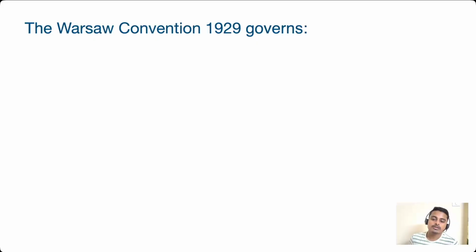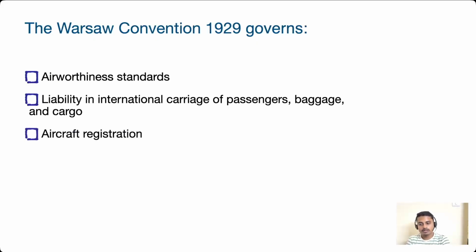The Warsaw Convention of 1929 governs what? The airworthiness standards, liability in international carriage of passengers, baggage, and cargo, aircraft registration, or the freedoms of air. The Warsaw Convention of 1929 covers the liability in international carriage of passengers, baggage, and cargo. So it defines various limits, as we saw the SDR, right, standard drawing rights. So it defines the liability in terms of the SDR. There's a minimum liability limit that is defined in the Warsaw Convention.